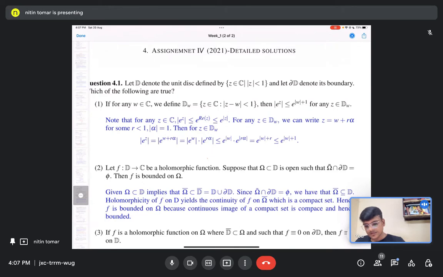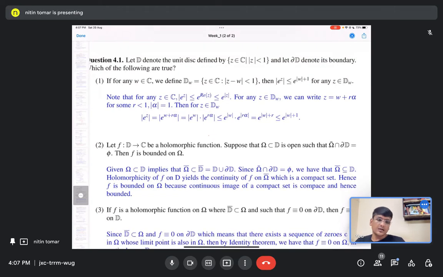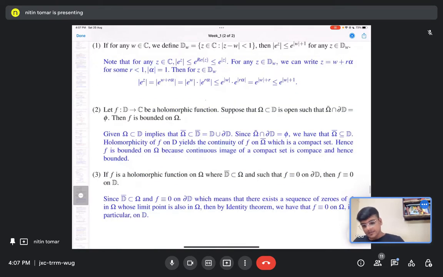Okay, so this inequality holds for all z in D subscript w. Now the next question is interesting. It says if D is a holomorphic function, so here is our D, and this cut boundary implies that the boundary is not included, okay? D is the inside of this, so this is my D, and f is a holomorphic function on this D. F is a holomorphic function on the unit disk.